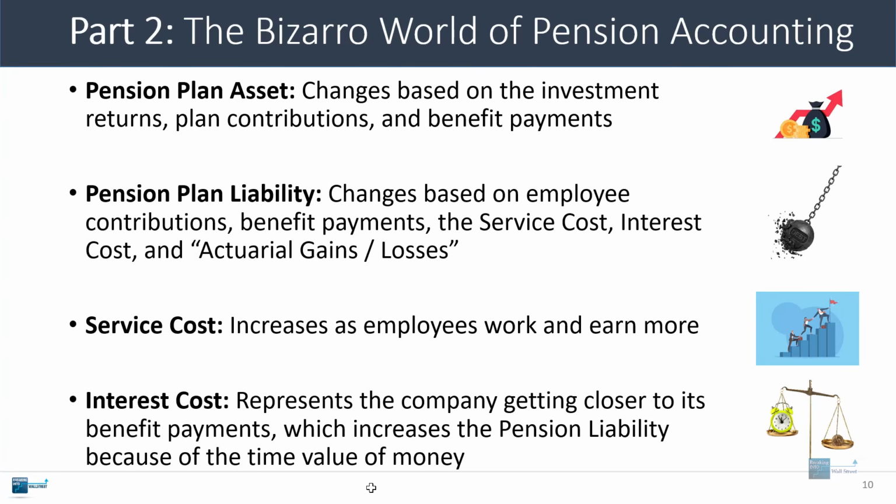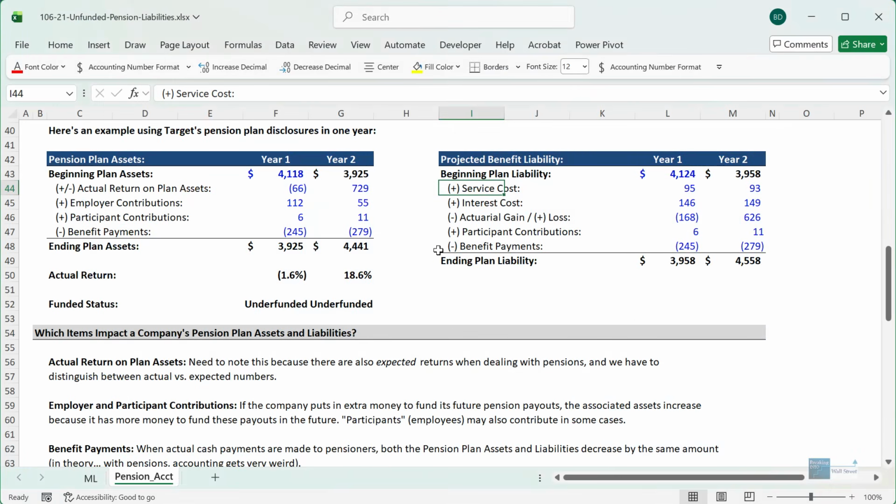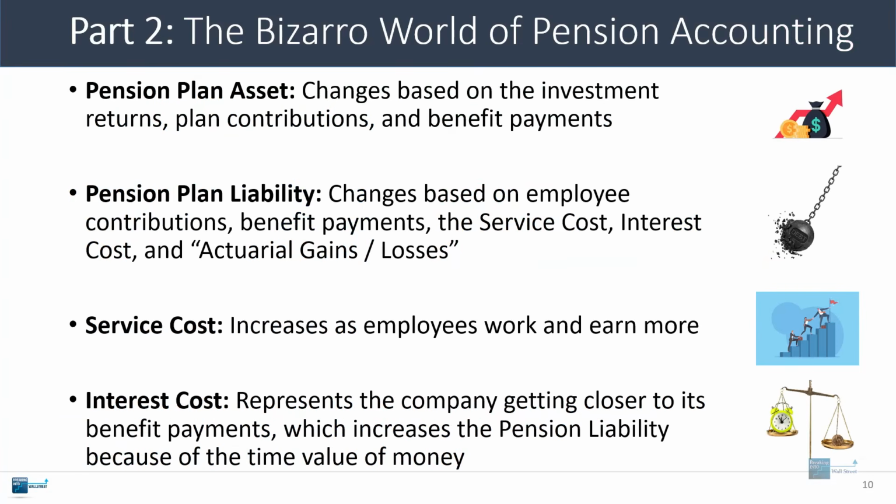The interest cost represents how the company gets closer in time to its benefits payments as each year passes, so the pension liability becomes larger and larger due to the time value of money. The pension liability, roughly speaking, is the present value of all the benefit payments they're going to make in the future in 20, 30, 40 years. So it keeps increasing over time as we move closer to the actual payout of those benefits.